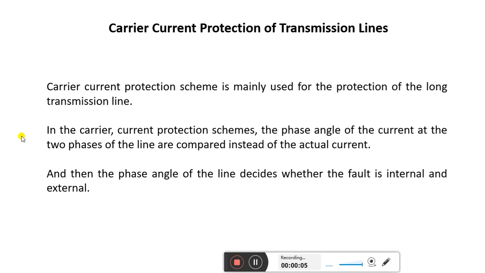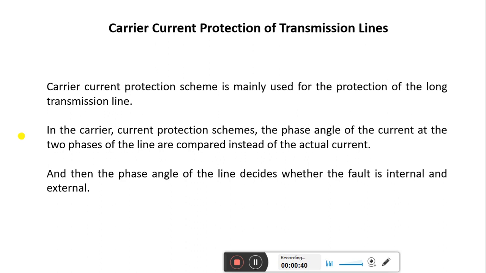So in this lecture today we will discuss the carrier current protection of a transmission line. Basically this carrier current protection scheme is used for long transmission lines, because the length of the lines is very long, so we have to inject a very high frequency signal into the lines for the protection system. That's why the carrier current protection scheme is mainly used for the protection of long transmission lines.